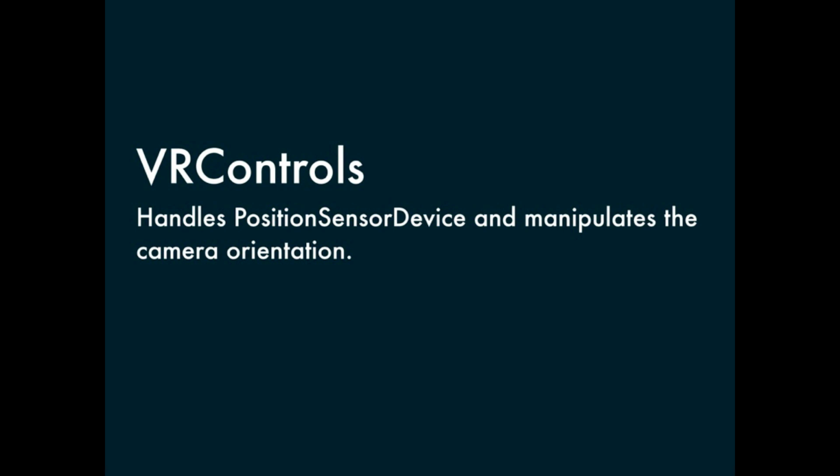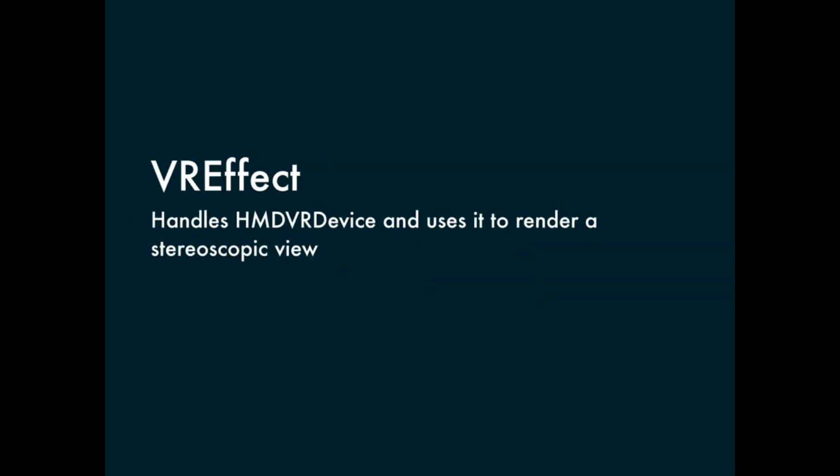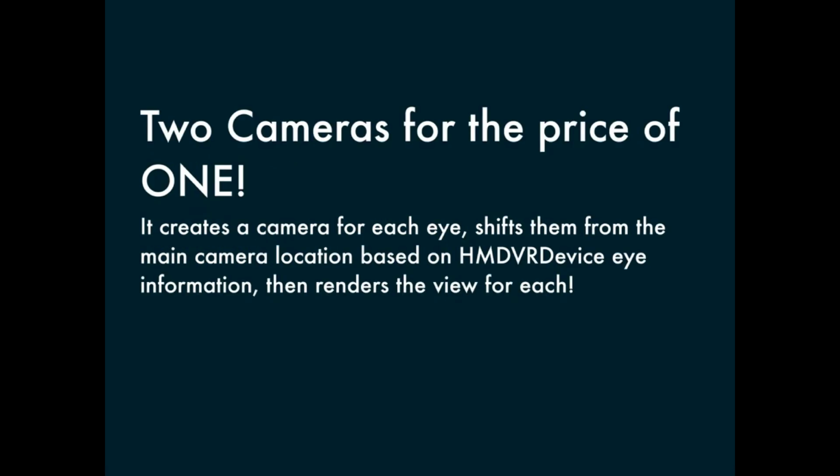So the VR controls is just the helper function to get all that positional data, and the VR effect is what you're actually rendering it out with to do the stereoscopic effect. Instead of dealing with both cameras, it's treating it as one camera, like a wrapper around those two cameras, which makes it a little bit simpler than having to deal with each eye.